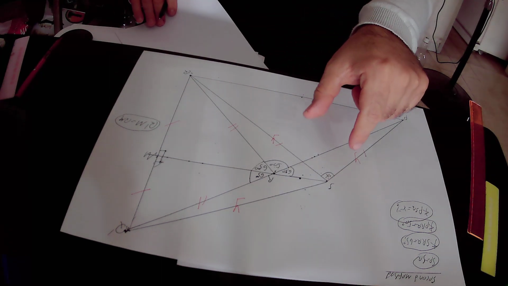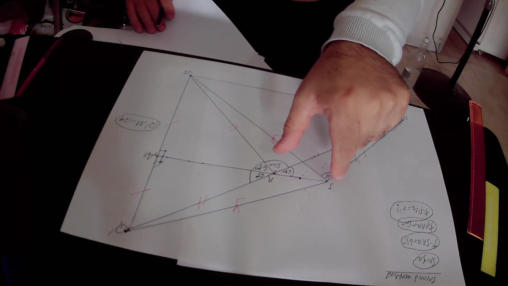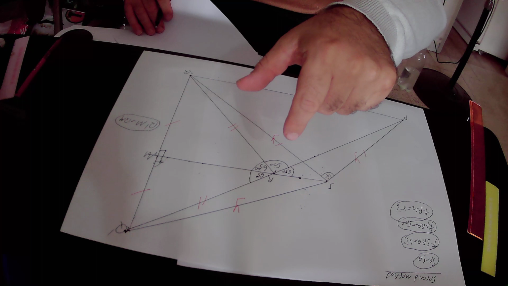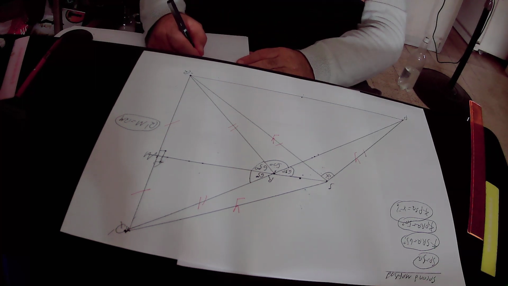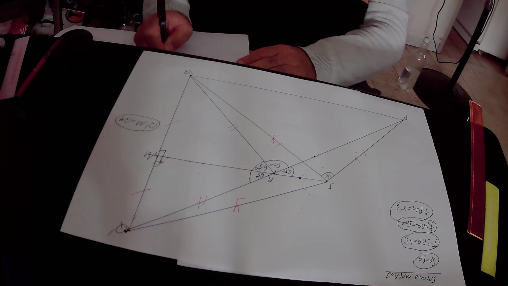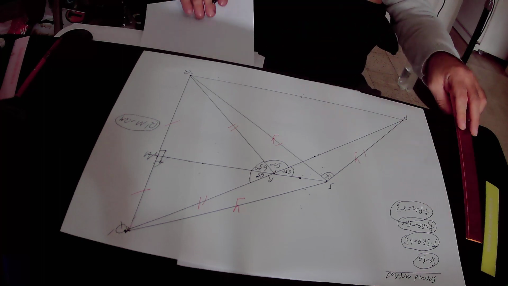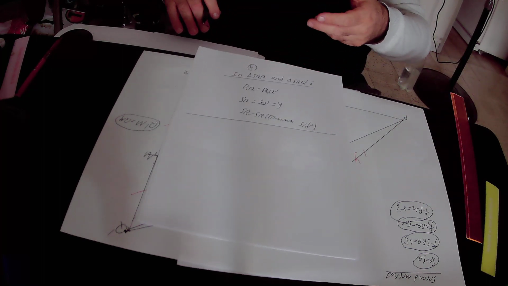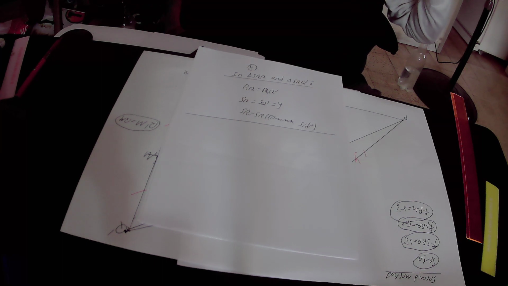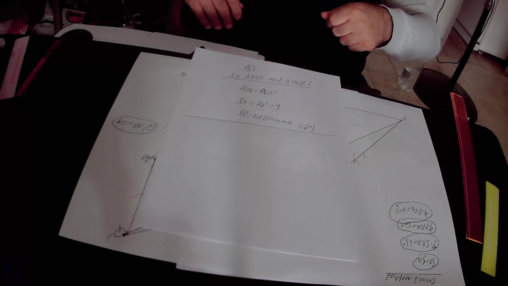And we have here a common side. SR is a common side, it belongs to both triangles, so we can write down that SR equals SR as a common side. So we actually proved that triangle SRQ can go into triangle SRQ dash according to the side rule.